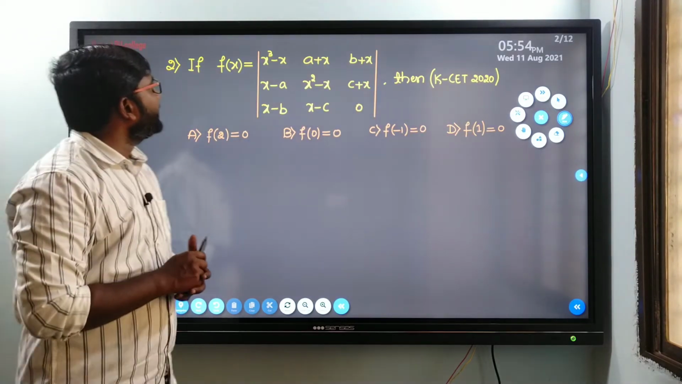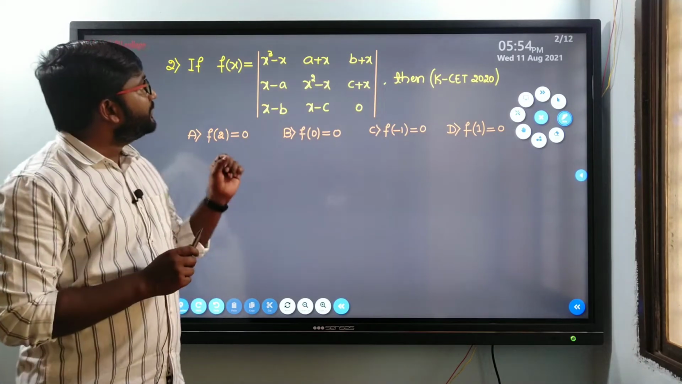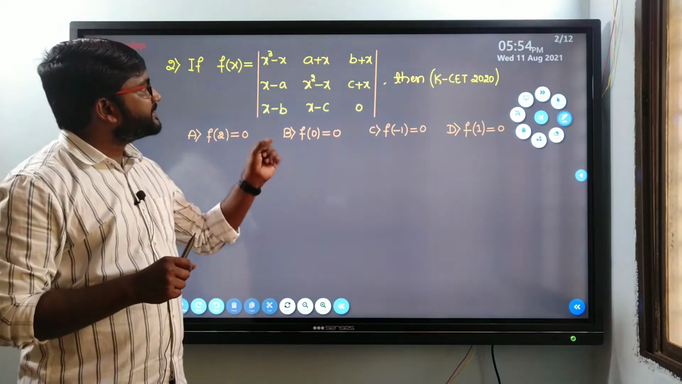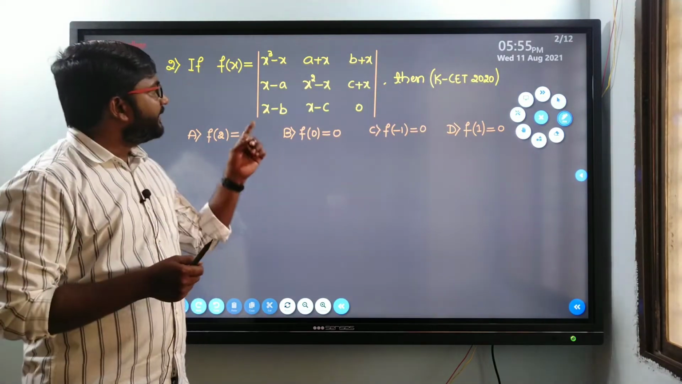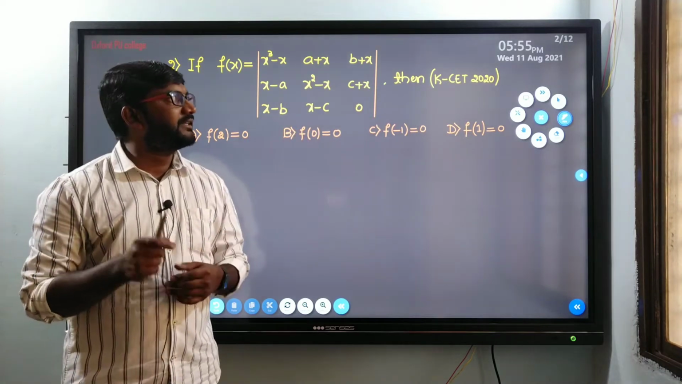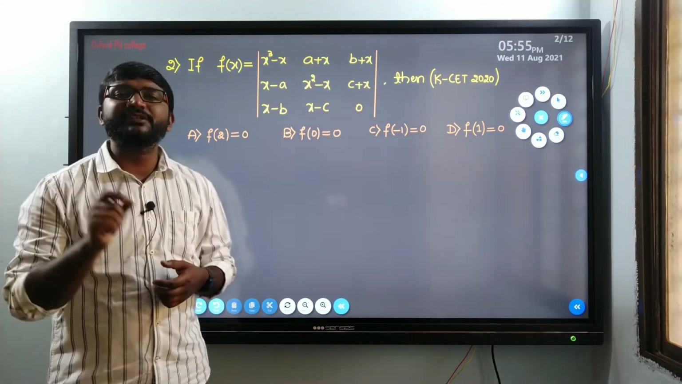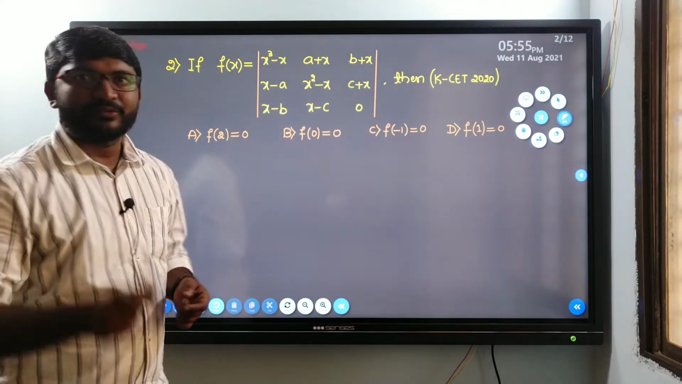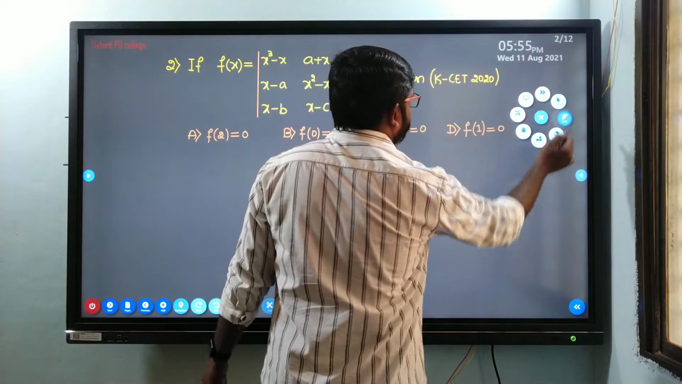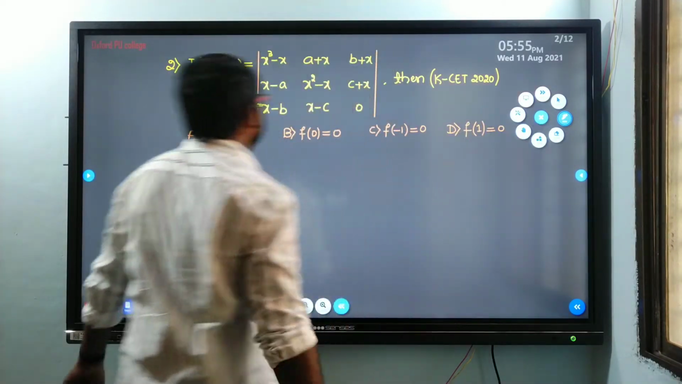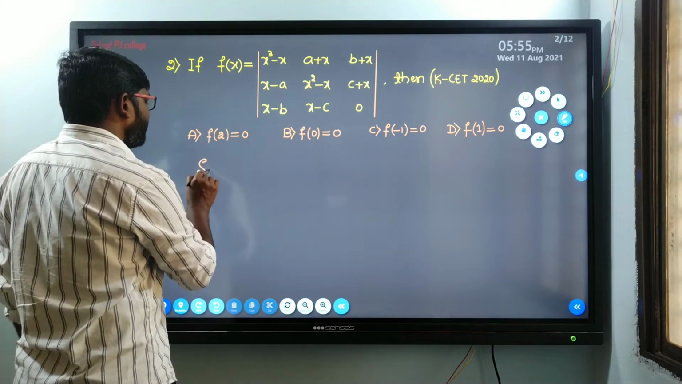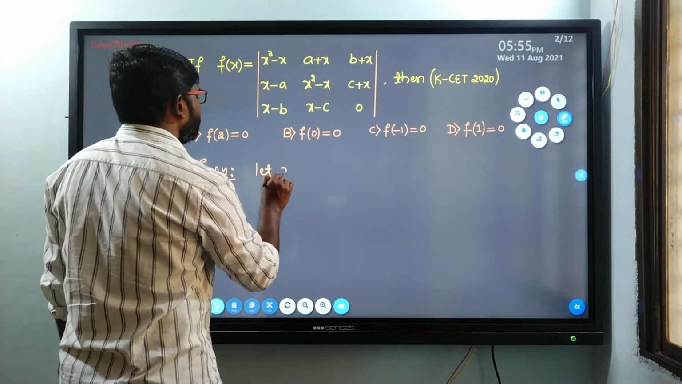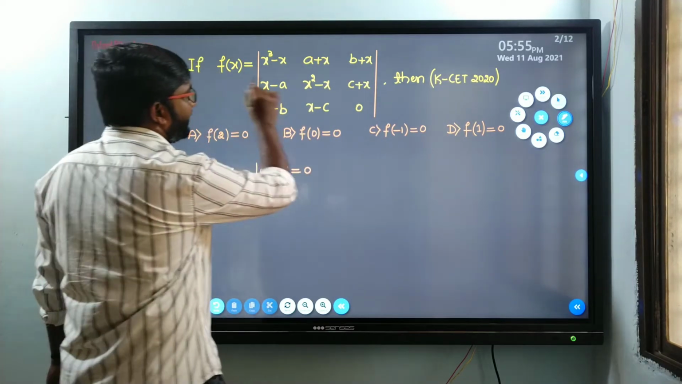Question number 2: if f of x equals determinant x cube minus x, a plus x, b plus x, x minus a, x square minus x, c plus x, and x minus b, x minus c, 0, then f of 2 equals 0, f of 0 equals 0, f of minus 1 equals 0, and f of 1 equals 0. So we have to find the case in which it is 0. Here I will be taking x as 0. I will tell you why. So let x equal 0 and rewrite the given information.